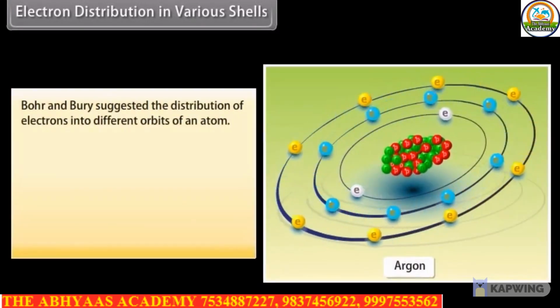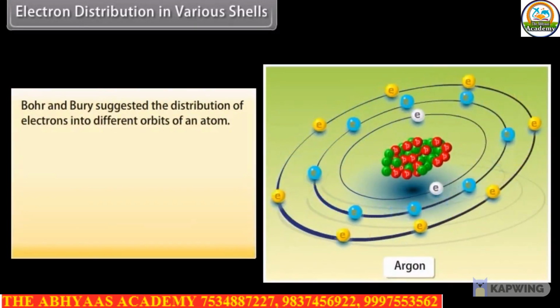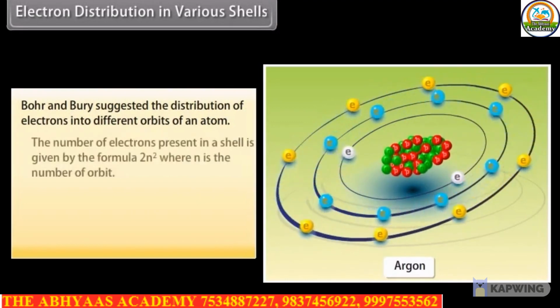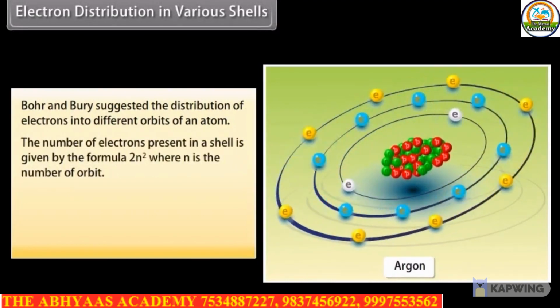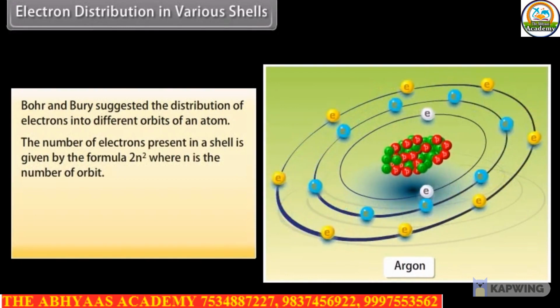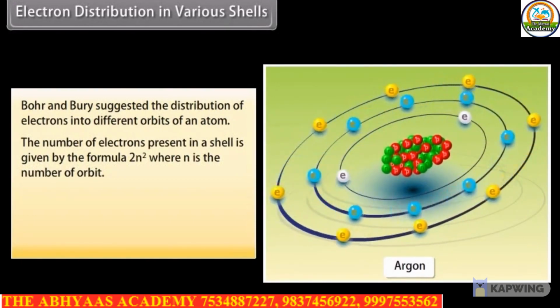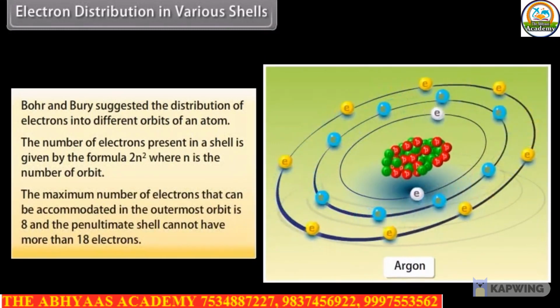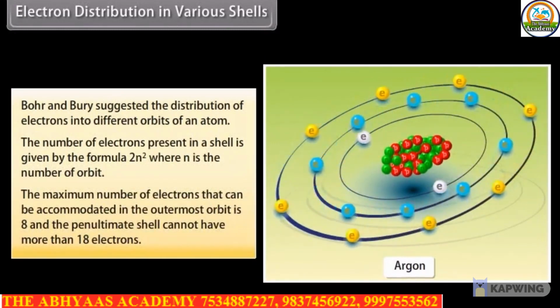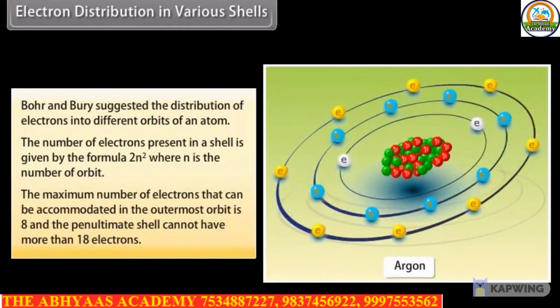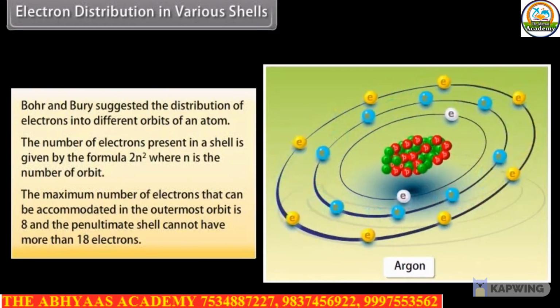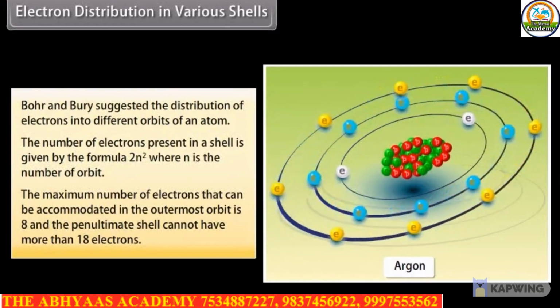Electron distribution in various shells. Bohr and Bury suggested the distribution of electrons into different orbits of an atom. The number of electrons present in a shell is given by the formula 2n squared, where n is the number of the orbit. The maximum number of electrons that can be accommodated in the outermost orbit is 8, and the penultimate shell cannot have more than 18 electrons.